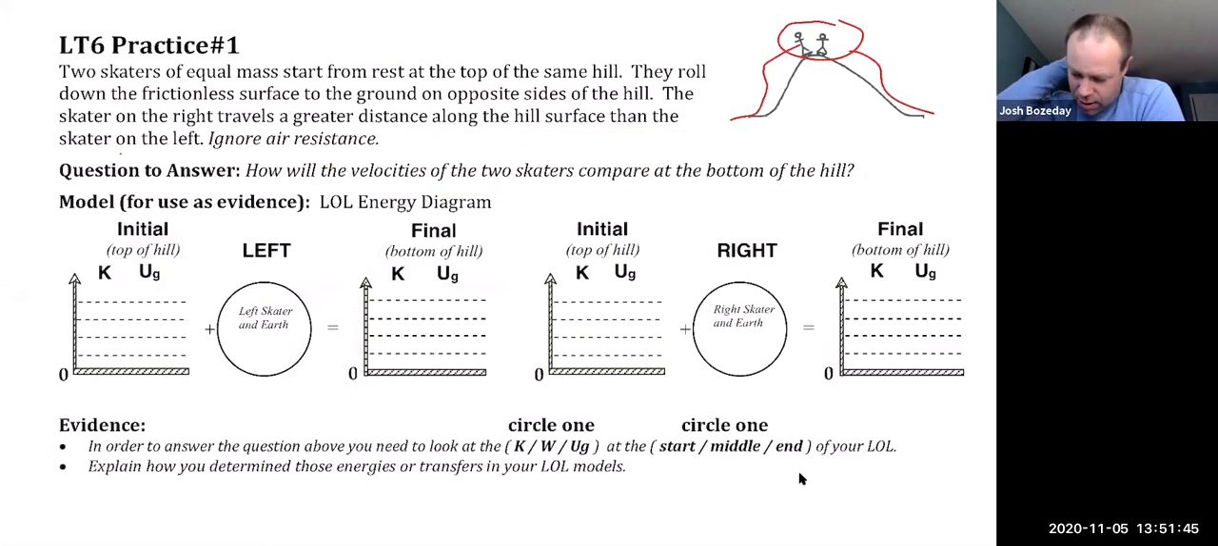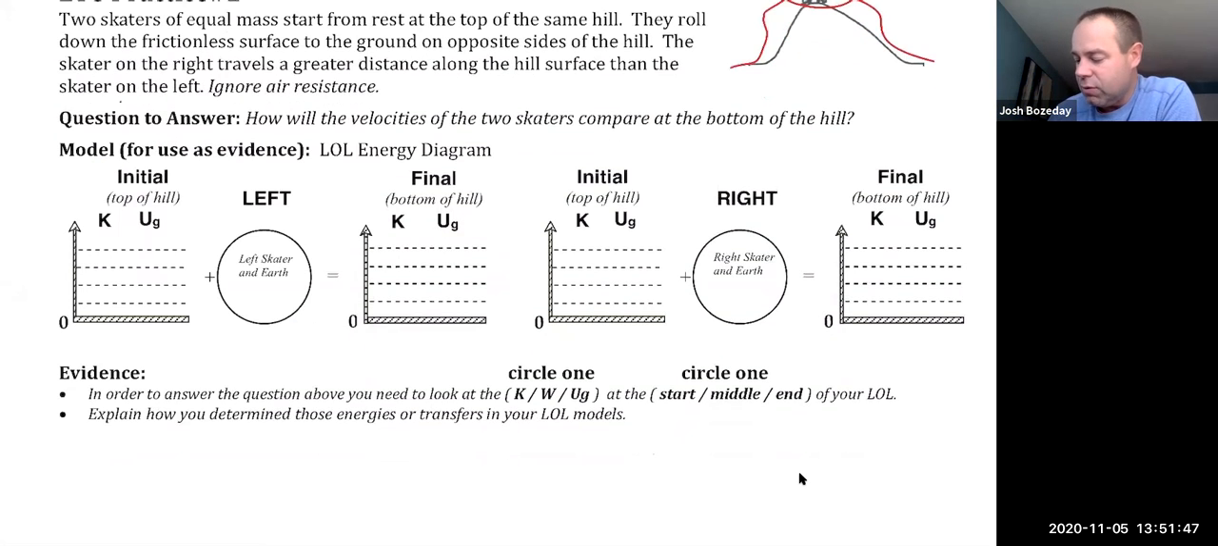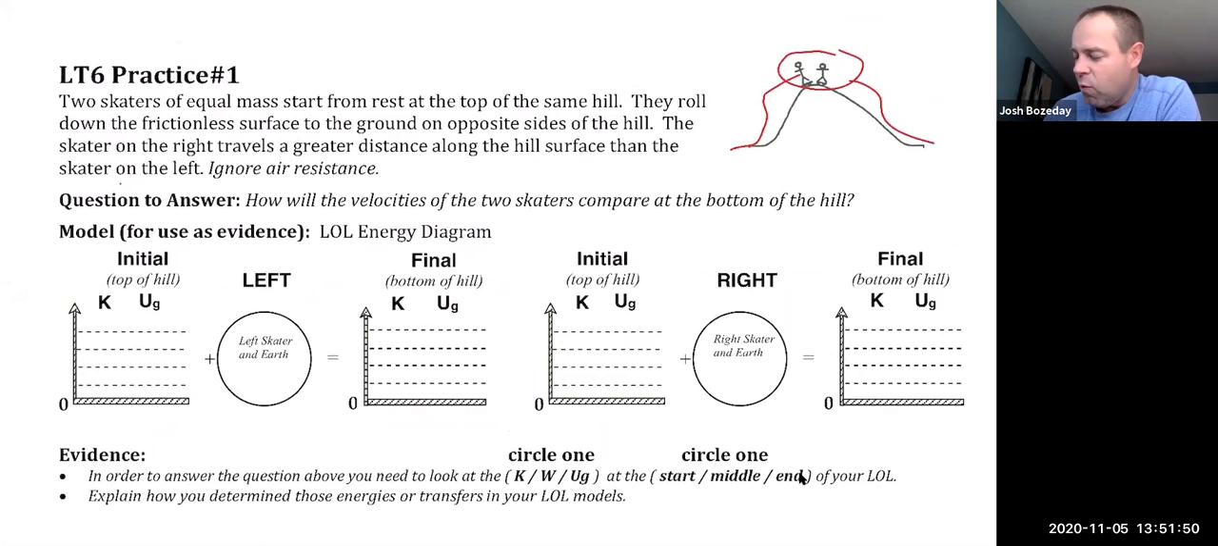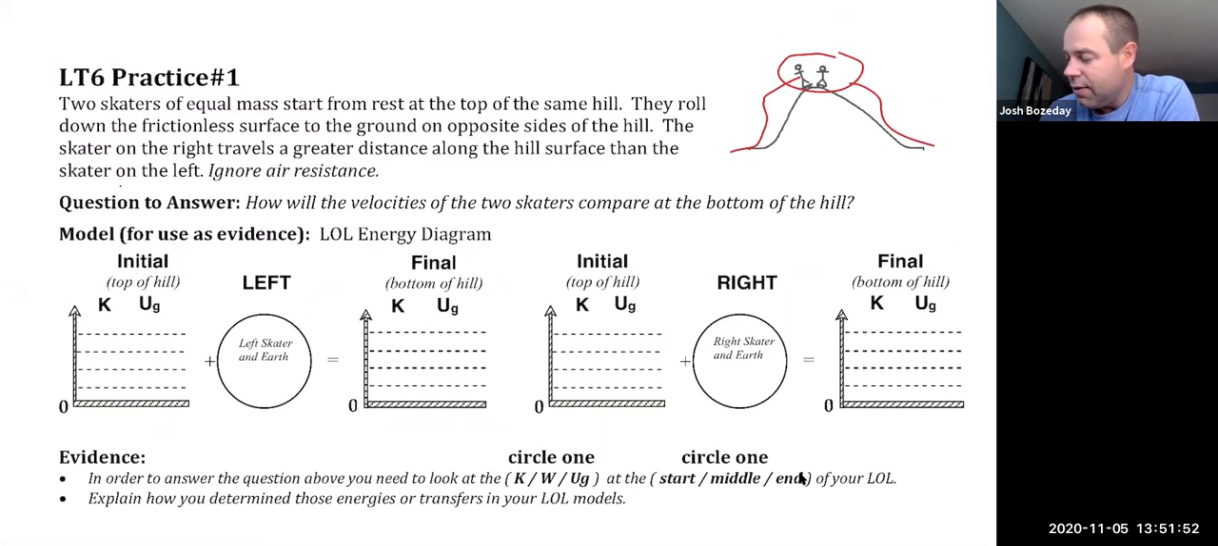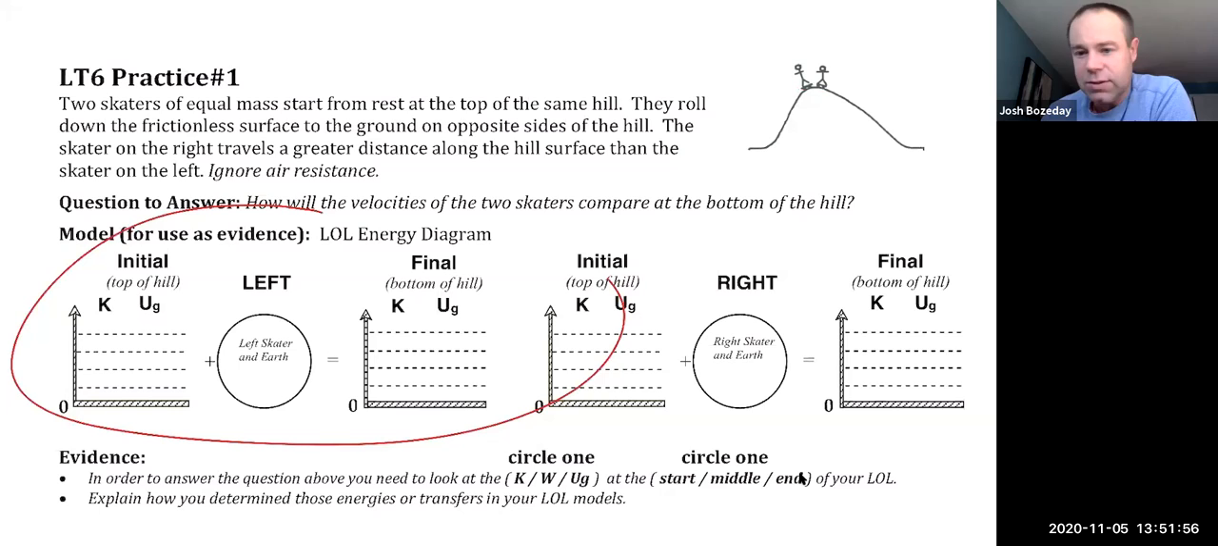The question we're going to answer is how will the velocities of the two skaters compare at the bottom of the hill? So what I want you to do is draw the LOL for just the guy on the left. Okay, so give that a try. Draw this, and I'll do the thing. I'm going to make you guys big. Give me a signal when you're done with it, and then we'll talk through it. I would expect this will take you a minute or less.